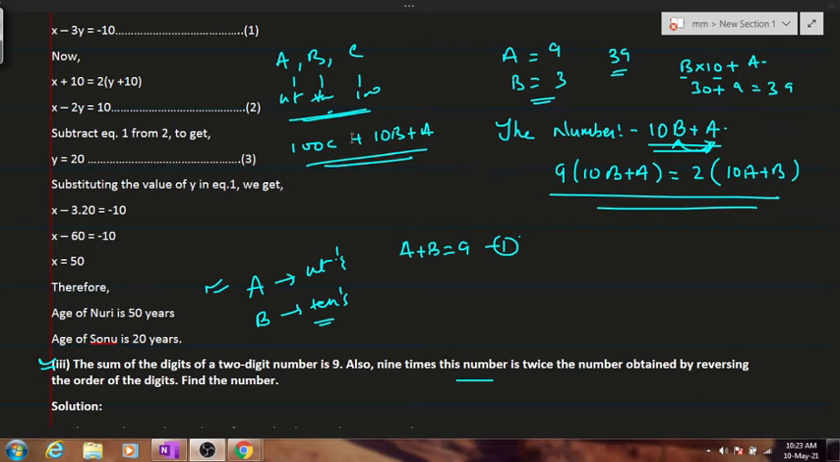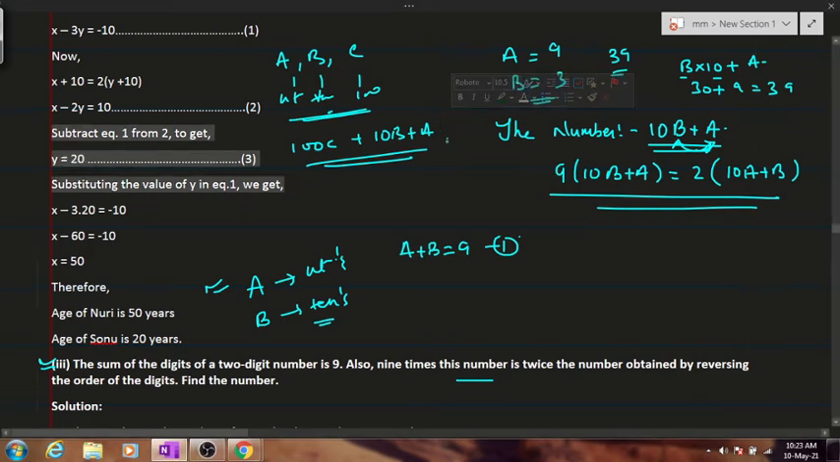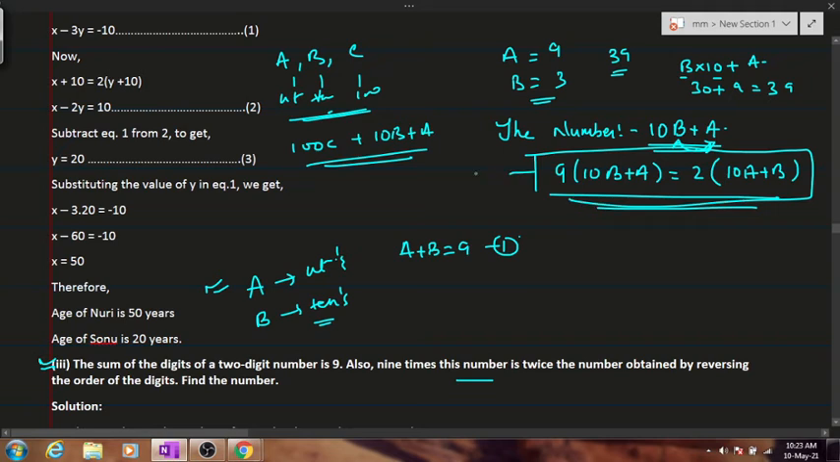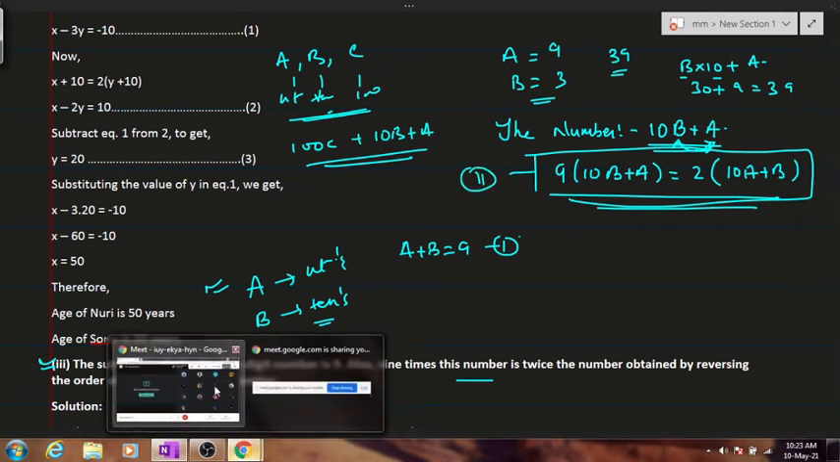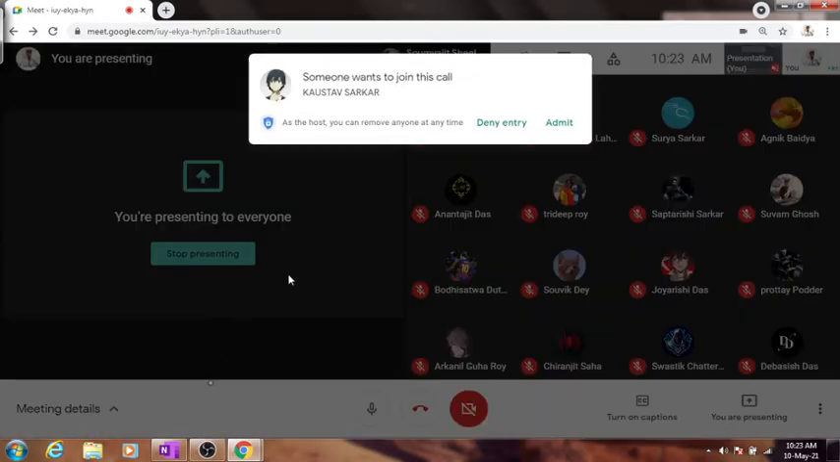Clear? Now after having done this one, is this okay with everybody or not? This first equation, second equation, is it clear with everyone or not? Confirm everyone. Yes or no?